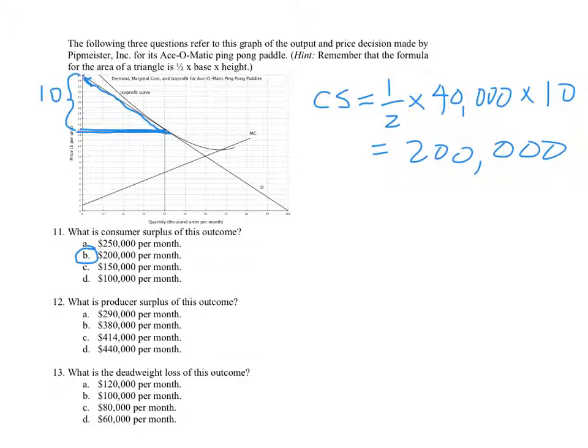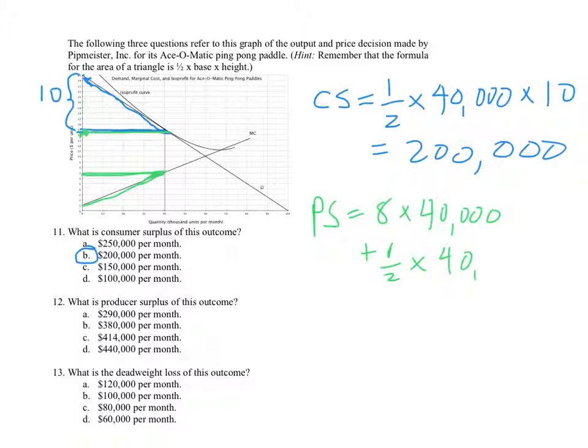Producer surplus, slightly harder. Let's change our pen color. Producer surplus, remember, is the area below the price line and above the marginal cost curve. It's not that hard to calculate the area of, I think that's a rhombus, but I find it easier just to break that up into a rectangle and a triangle. The producer surplus is equal to the area of that rectangle. That rectangle has a height of 8 and a base of 40,000. And the triangle has a height of 6, 1/2 times 40,000 times 6. So there we are.